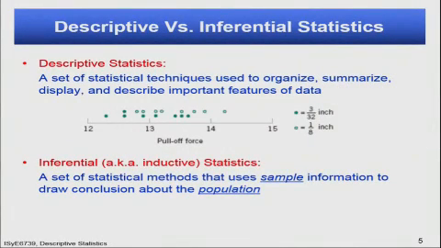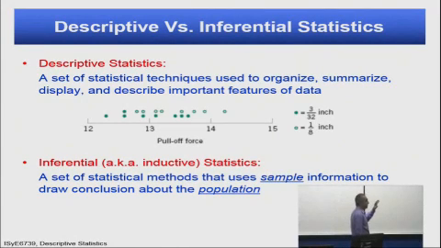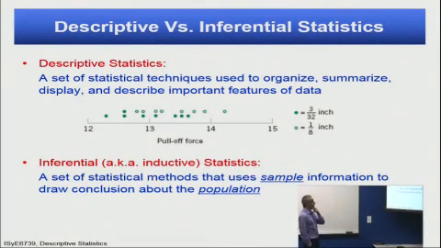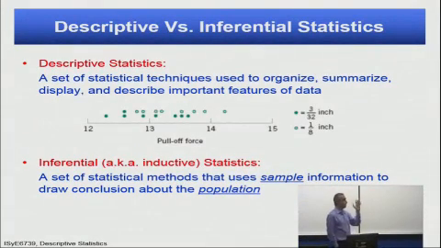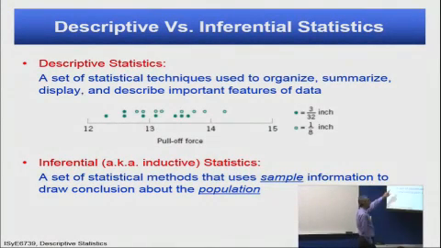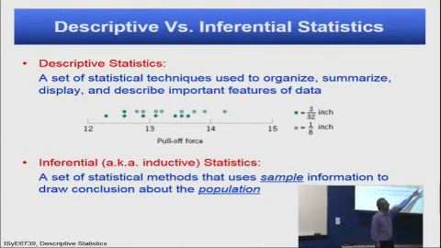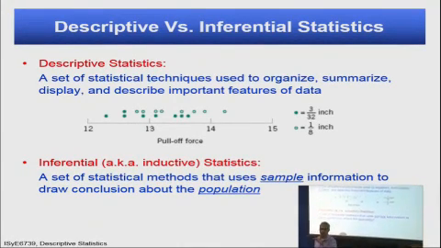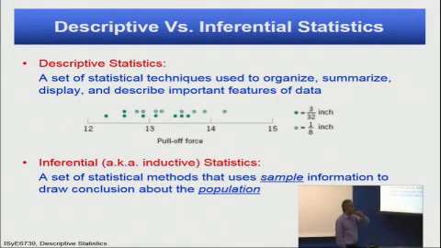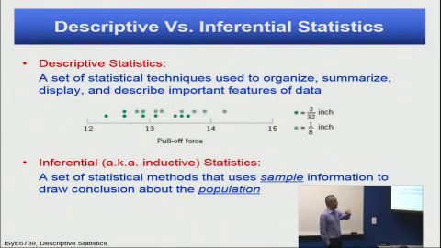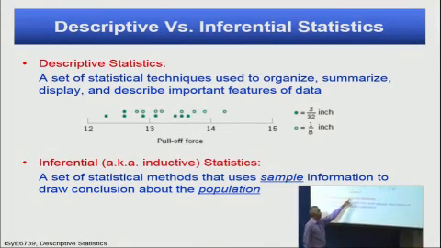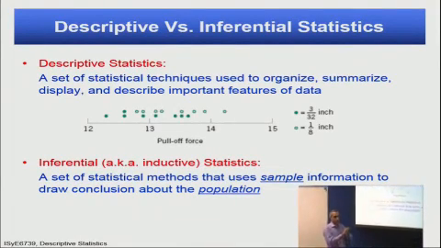One is descriptive statistics. As I said, you use a simple set of statistical techniques to organize, summarize, display, and describe important features of data. As you can see, this is one example in a manufacturing process. So we use two types of raw material, or plates. One is thinner, the other one is thicker, and we want to measure the pull-off force after assembly. Okay, so we have two sets of data.